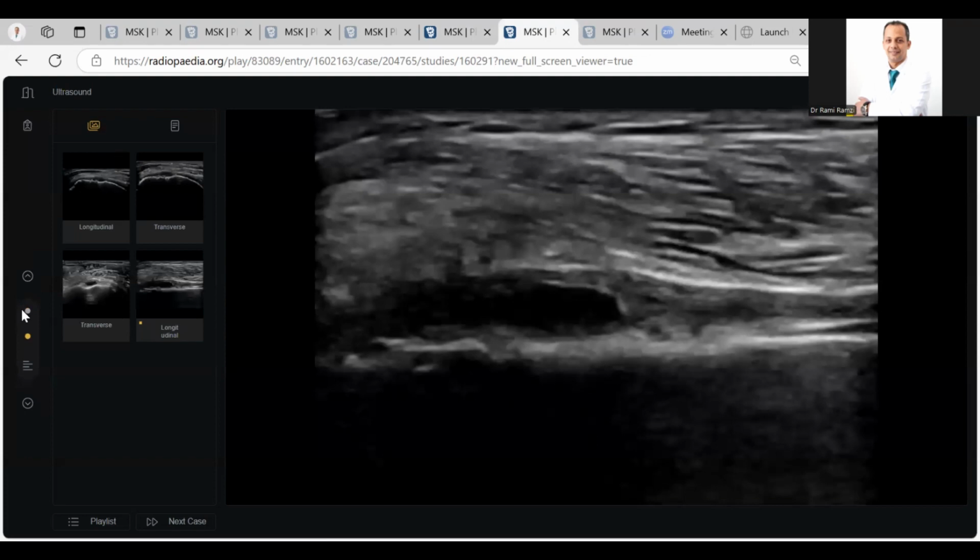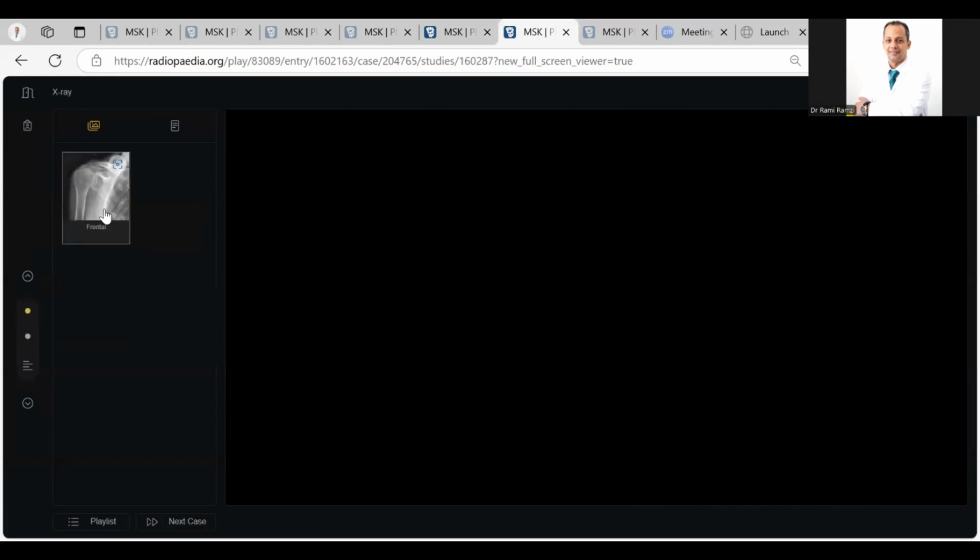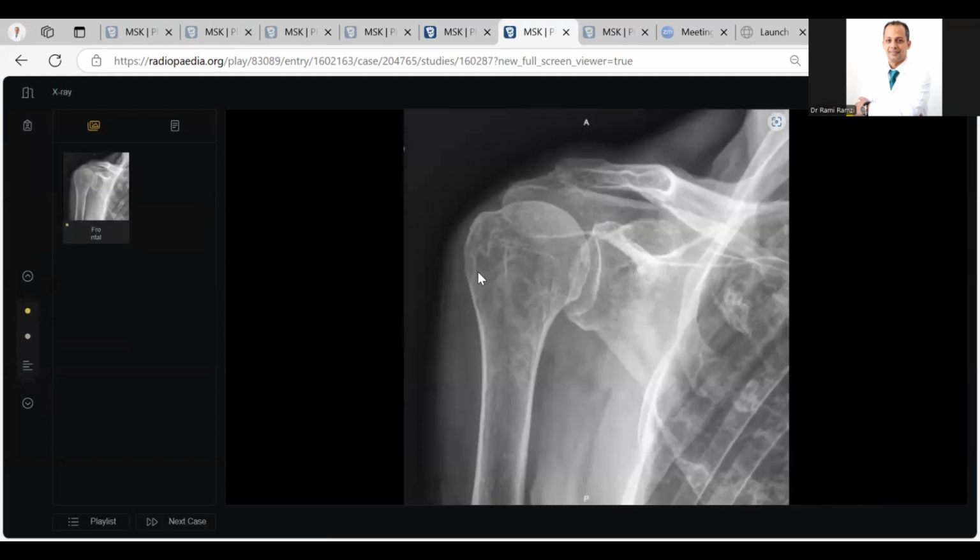In this case, if you see this patient's X-ray and report it as normal, the patient will not undergo any further investigation, either MRI or ultrasound. There is superior subluxation of the humeral head, resulting in narrowing of the subacromial space. In old age, my differential diagnosis is complete tear of the supraspinatus.